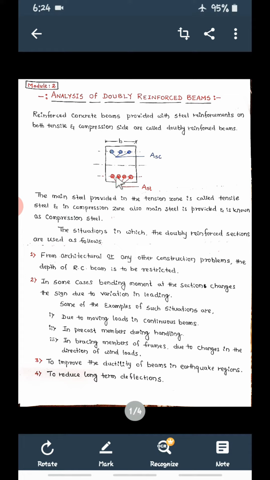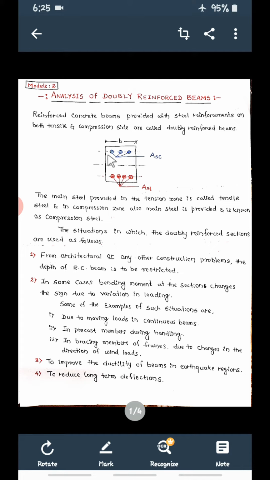Now see here in this sketch, this is a doubly reinforced beam. The main steel provided in the tension zone is called tensile steel. At the top also there is main steel, and this is called compression steel, provided in the compression zone. Both are main steel only. So the main steel provided in the tension zone is called tensile steel, and in the compression zone the main steel provided is known as compression steel.